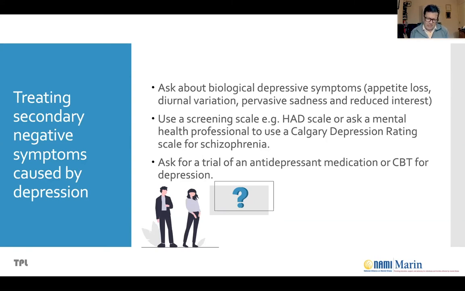If it seems to be showing that depression is a big bit of the cause, we could ask for an antidepressant medicine. Now, these are often underused in schizophrenia. So we could ask for a medicine for that. And that type of medicine could treat anxiety as well. Or we could ask if we could have our loved one referred for cognitive behavioral therapy for their depression.